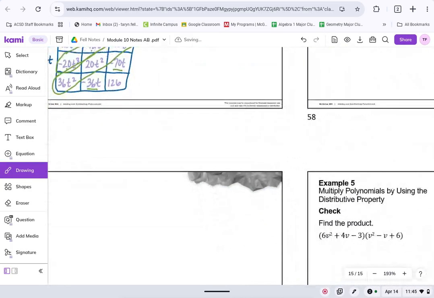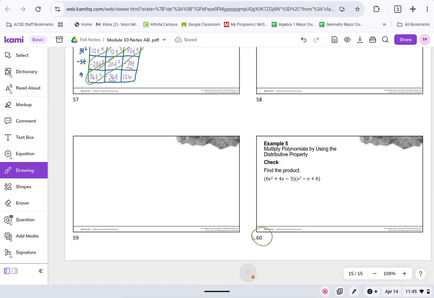Again, if you wanted to do the problem on slide 60, you can. If you need to go back through and pause the video or look back at how I did it, please do so. Or you can always ask the sub.